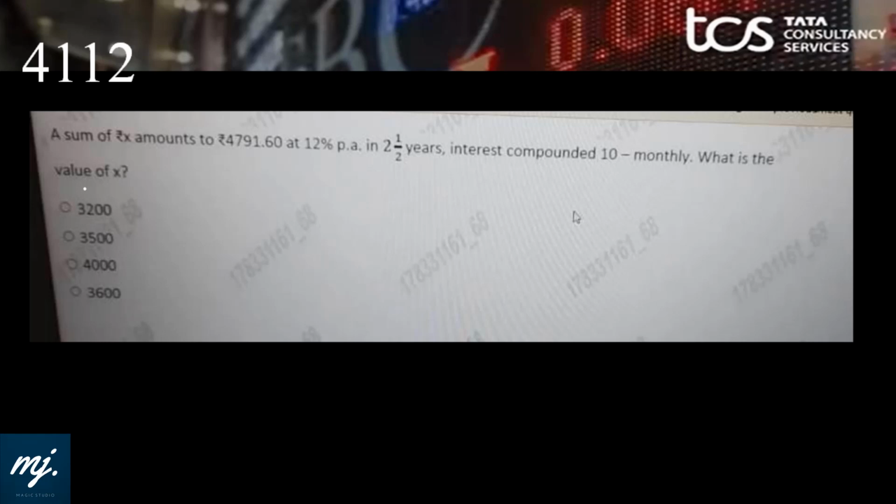One more from compound interest. A sum of rupees X amounts to 4791.60 at 12% per annum in 2.5 years. Interest compounded 10 monthly. Now 2.5 years means 24 plus 6, that is 30 months. 30 divided by 10 is 3. That means interest is being paid 3 times. And 12% per annum means for 10 months it would be 10%, so it would be 1.1.